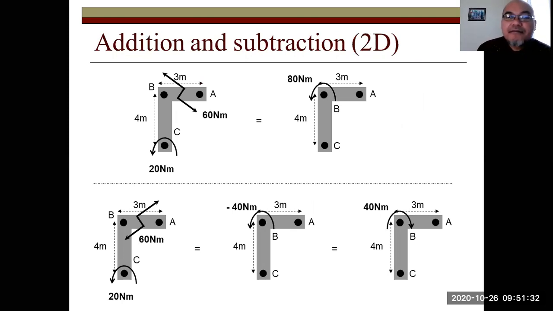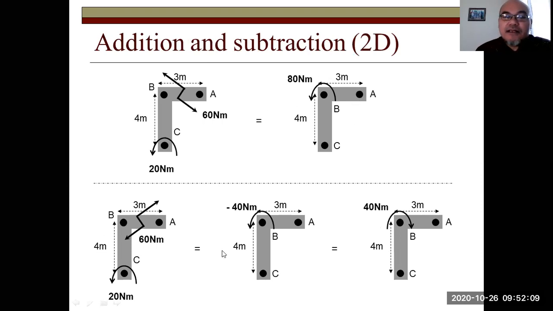Okay, then we can also add and subtract moment. For example, here the moment due to this couple is 60 Newton meter. Then we have another moment about point C, 20 Newton meter. This one will rotate the structure counterclockwise. This also will rotate the structure counterclockwise. So the total moment due to this one moment and one couple equals the addition of both, so 80 Newton meter counterclockwise.